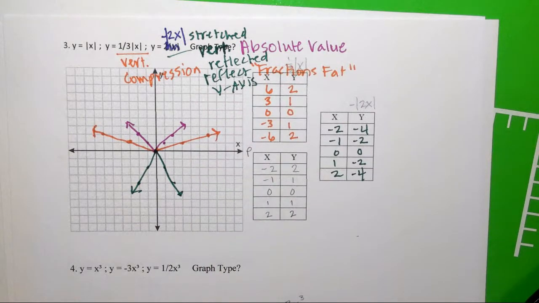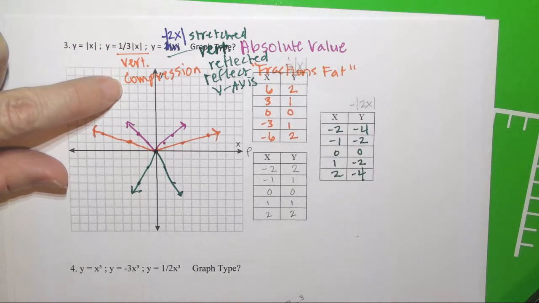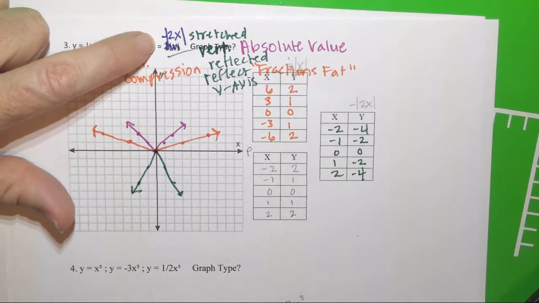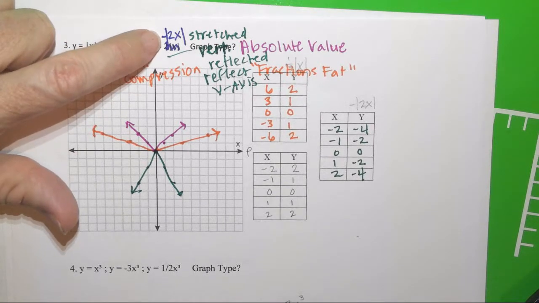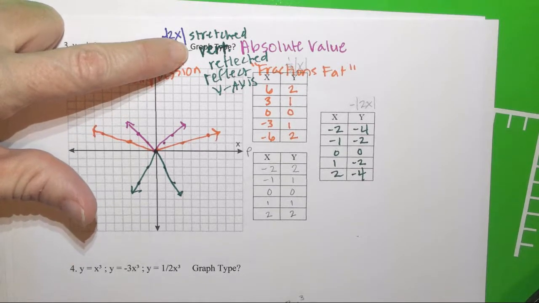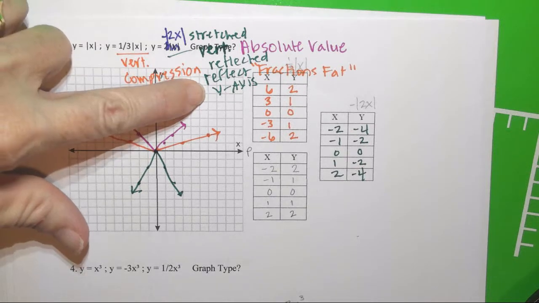So we've kind of got a lot going on in this problem. So let's review it. 1/3 times the absolute value of x is a vertical compression. Think fractions make things fat. And then -1 times the absolute value of 2 times x makes this to be stretched vertically, and it's going to be reflected over the y-axis.